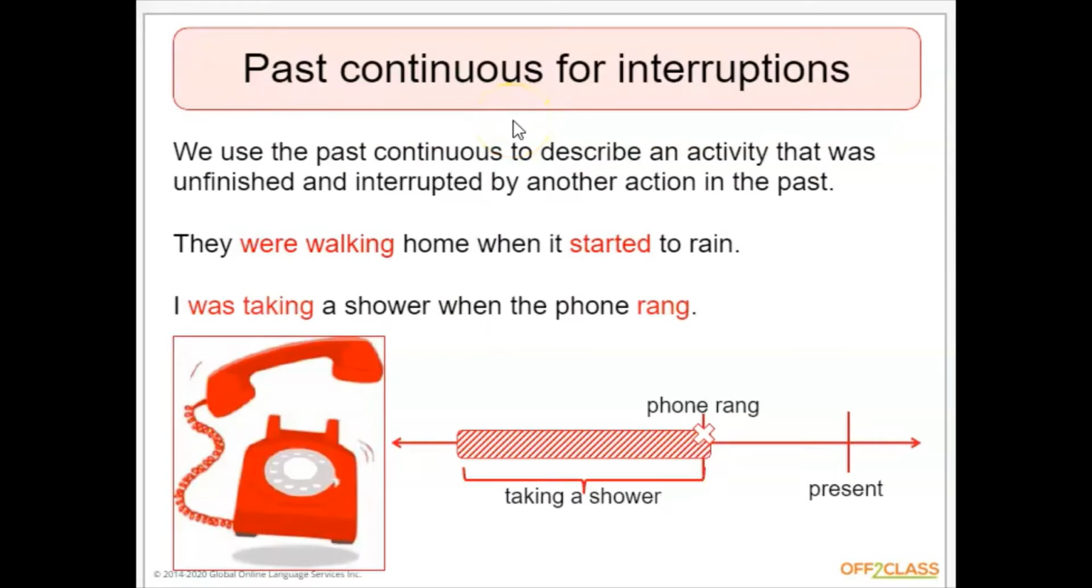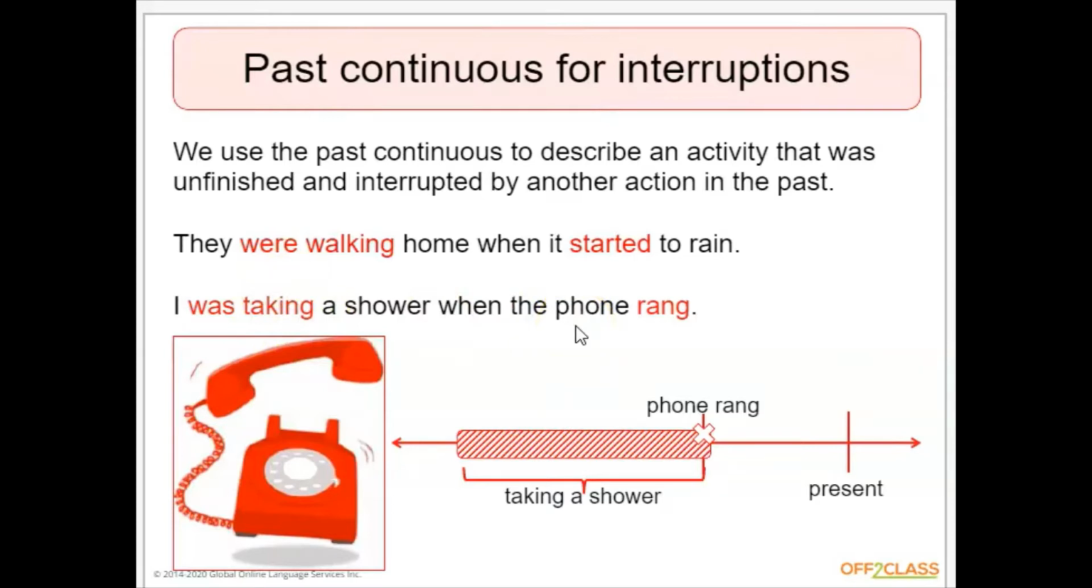Okay, now we're going to look at the past continuous with the past simple. Okay, so we use the past continuous to describe an activity that was unfinished and interrupted by another action in the past. For example, they were walking home, past continuous, when it started to rain.